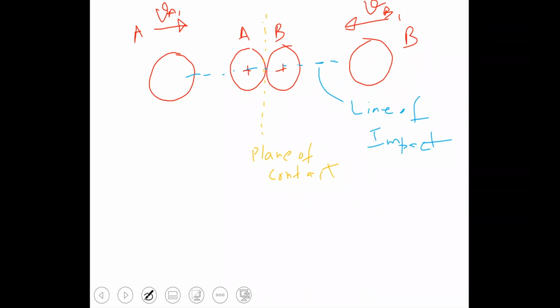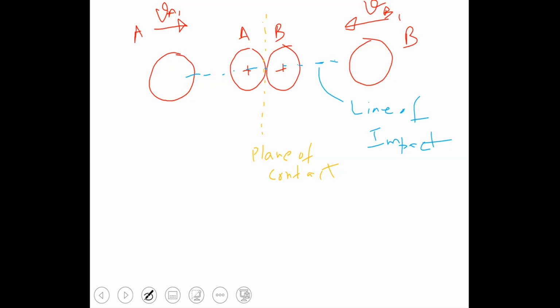So let me repeat again. What is the line of impact? The line of impact is basically an axis which we can obtain by joining the mass centers of the two colliding particles at the time of impact. At the time of collision. So you will get the line of impact like this. The plane of contact is defined to be an axis that is drawn perpendicular to the line of impact at the time of collision. So this is your plane of contact.